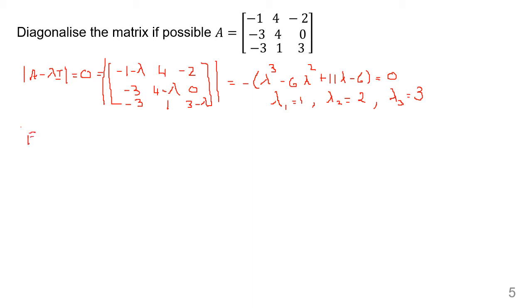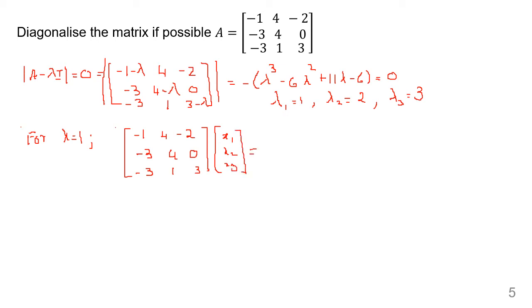For lambda equal to 1, the eigenvector can be found out from A, that is minus 1, 4, minus 2, minus 3, 4, 0, minus 3, 1, 3, multiplied by x1, x2, x3.